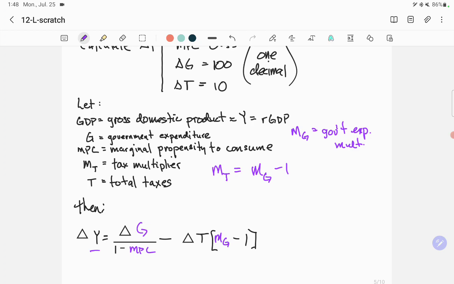Let's say you didn't have time to study everything. How do you know this is the right beginning equation? You remember, more taxes, less spending. It's a negative correlation. How do you know this is right? Where's the negative? I don't see a negative MT. I see MG minus 1, and MG is positive.